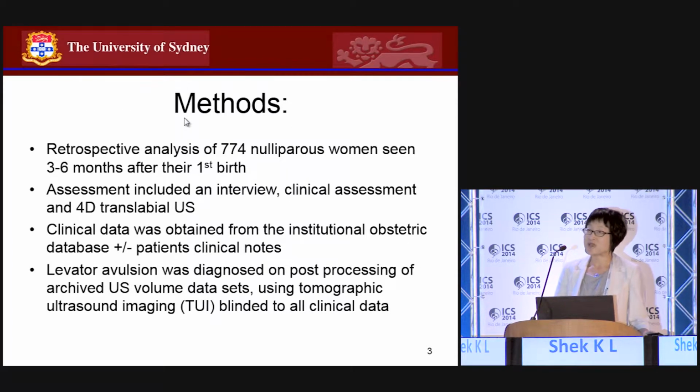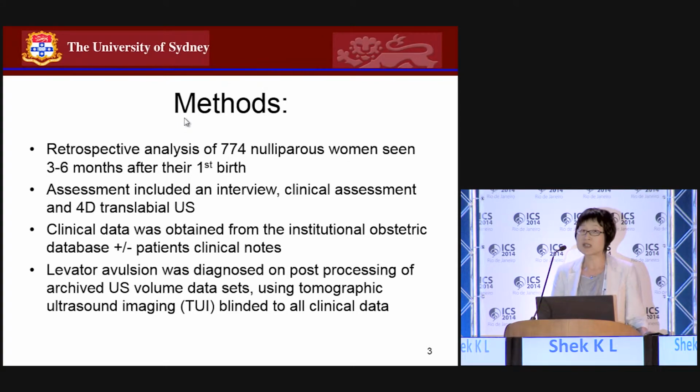This is a retrospective study using data obtained in 2 perinatal trials. The data of 774 women who had been seen after first birth, 3 to 6 months postpartum, were analyzed. The assessment included a standardized interview, a clinical examination, and 4D transperineal ultrasound examination. Clinical data were obtained from the institutional obstetric database.